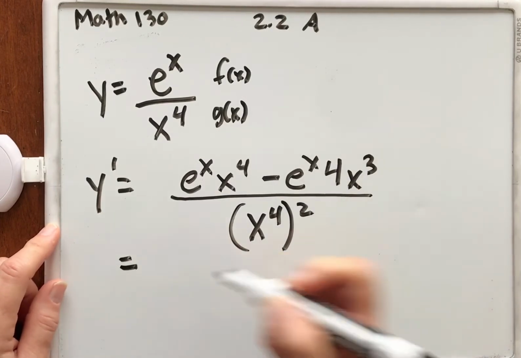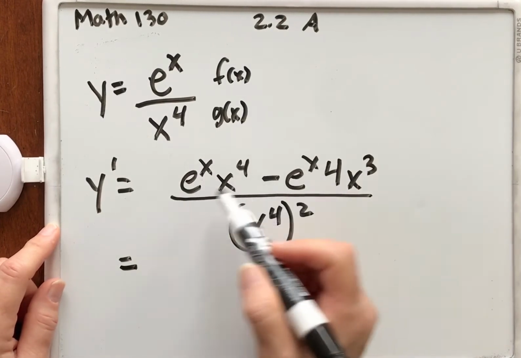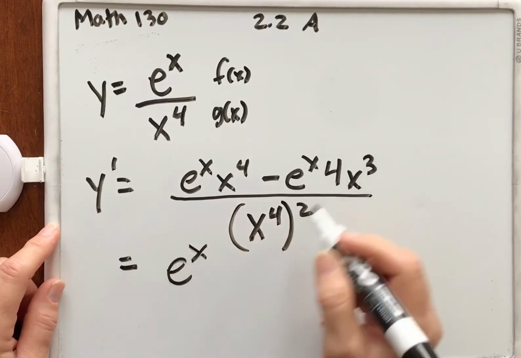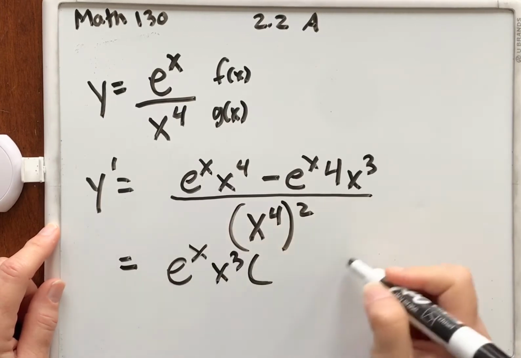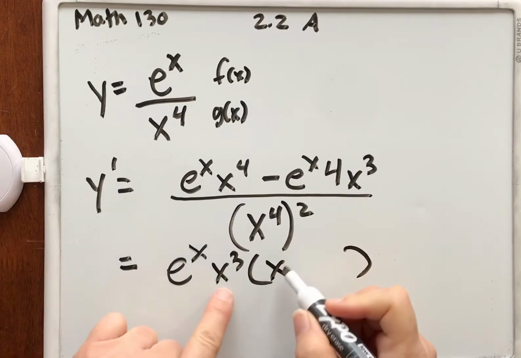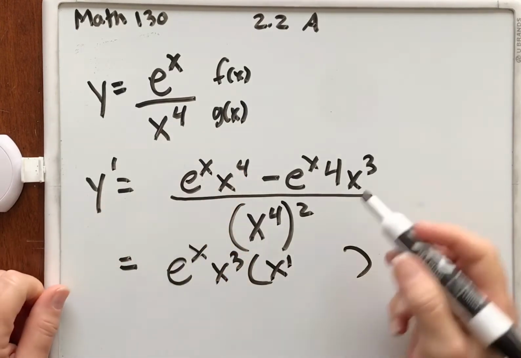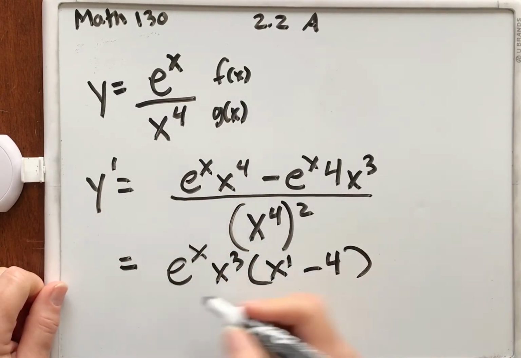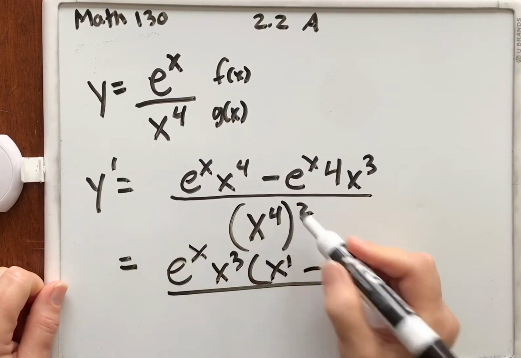Okay? Now, let's factor out what we have here. We've got an e to the x, an x cubed. We need one more x. 3 plus 1 is 4. And here we just need a 4. All over 4 times 2 is 8.